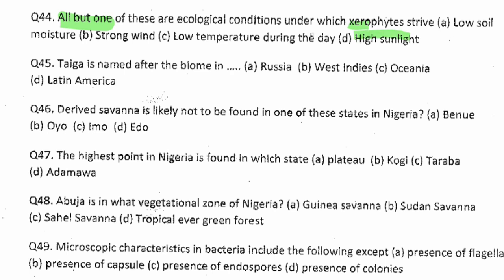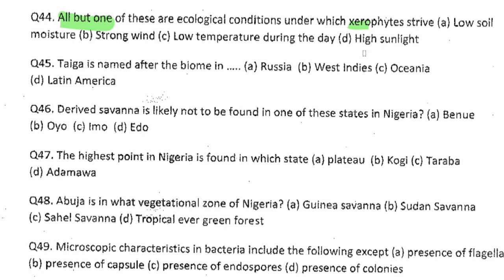A says, sorry, trying to take off this. All right, so that's done. So A says low soil moisture. B says strong wind. C says low temperature during the day. D, high sunlight.